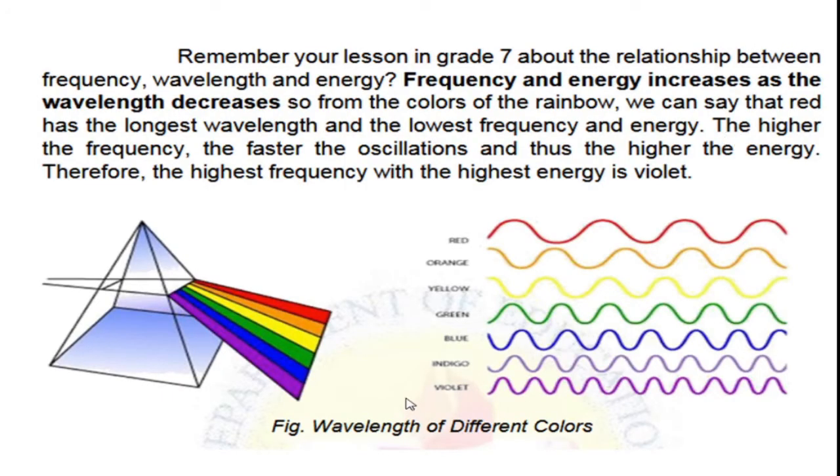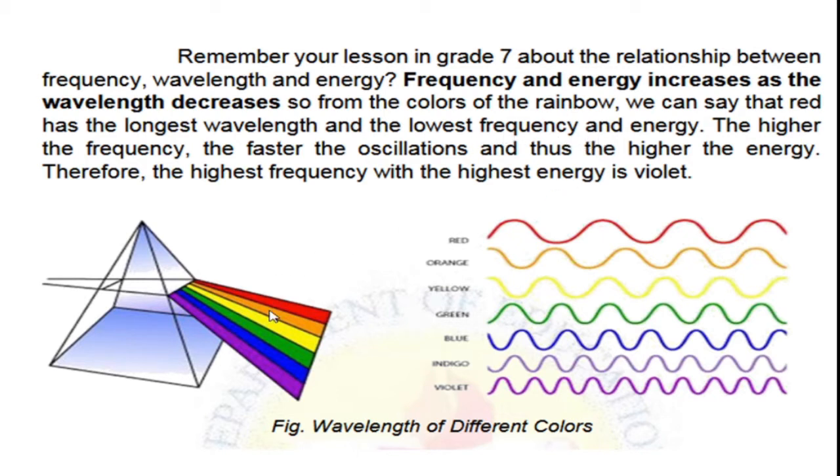And remember your lesson in grade 7 about the relationship between frequency, wavelength, and energy. Frequency and energy increase as the wavelength decreases. Remember, when the frequency and energy of light go up, its wavelength goes down. So from the colors of the rainbow, we can say that red has the longest wavelength and the lowest frequency and energy.